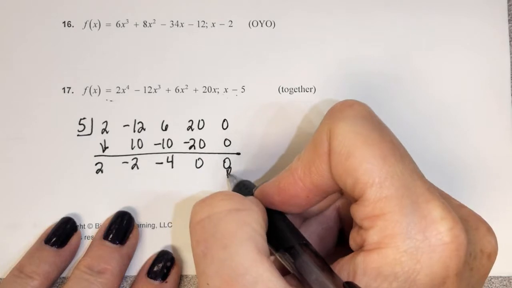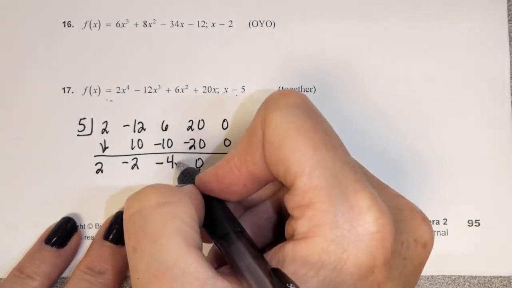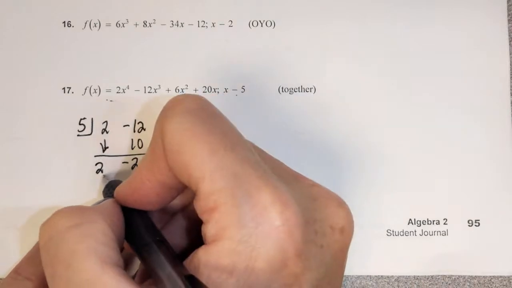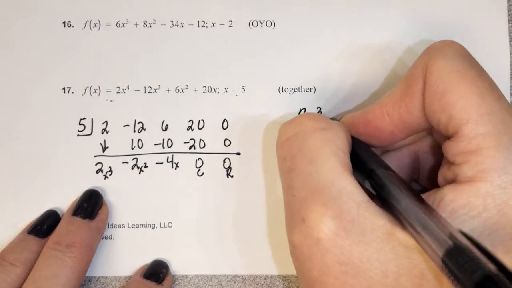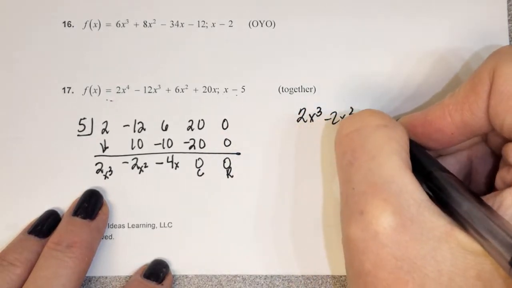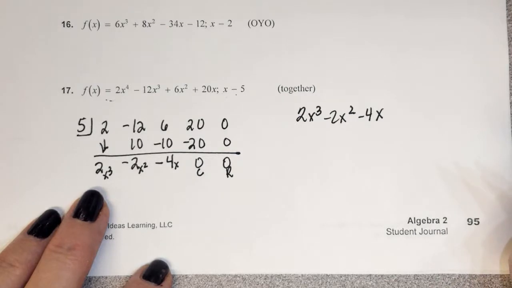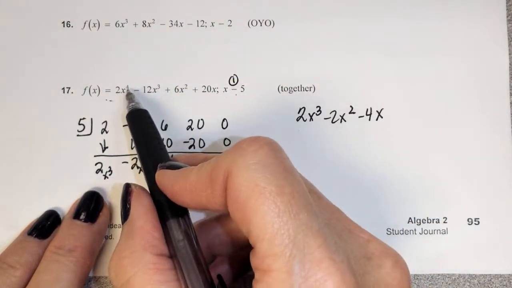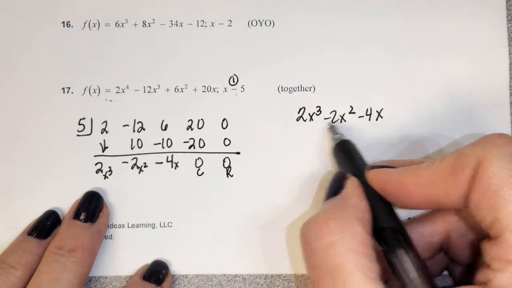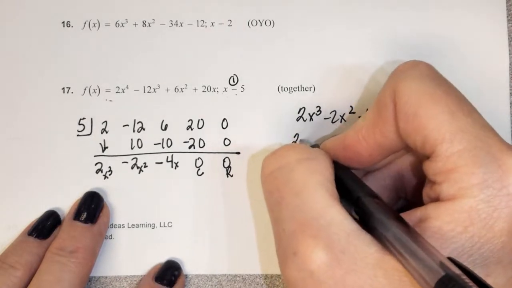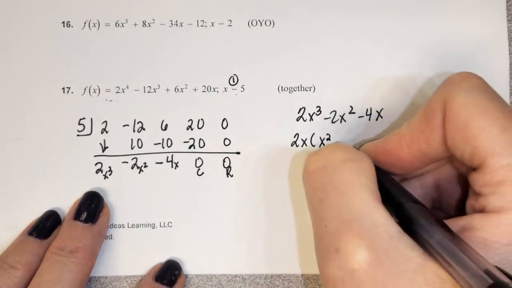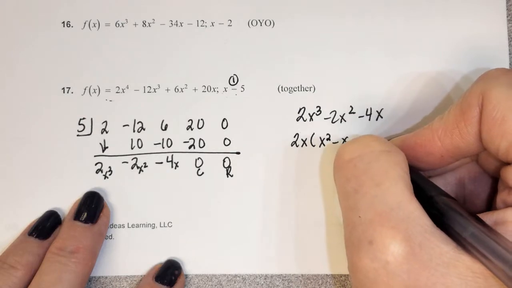This was my remainder. This is my constant. This is my x. This is my x squared. This is my x cubed. So what I'm left with then is 2x cubed minus 2x squared minus 4x. I'm supposed to factor it completely. I already have one of my factors. I have to find 3 more factors. What can I do here to factor this? What do I always look for first? GCF. Take out a 2x. We're left with x squared minus x minus 2.